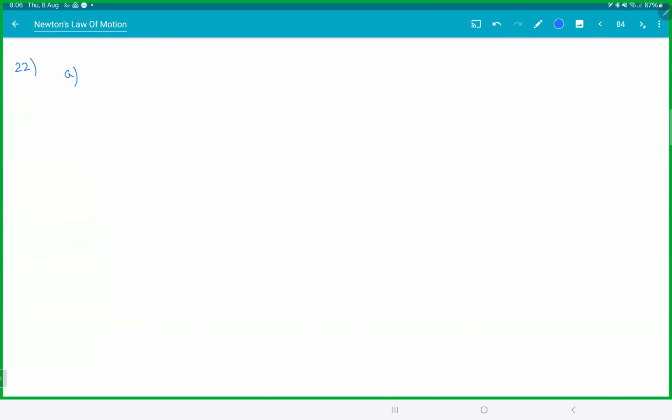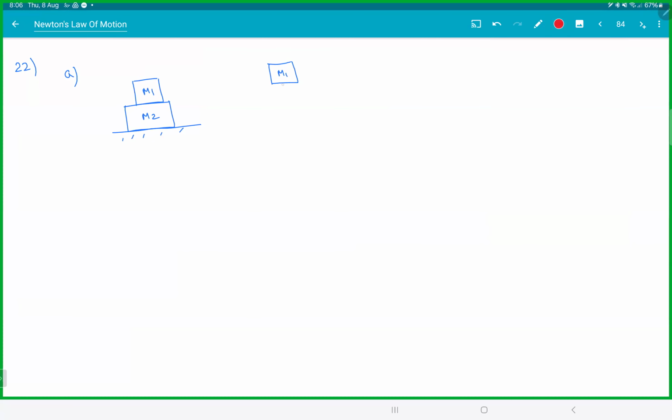So see, first one, let's say we have M1 and M2. I have to draw the FBD of M1 and M2. So listen how we do this. First for M1, just think of it like this, right? You're sitting on a table with a bag in your lap. So M1 is the bag and M2 is you.